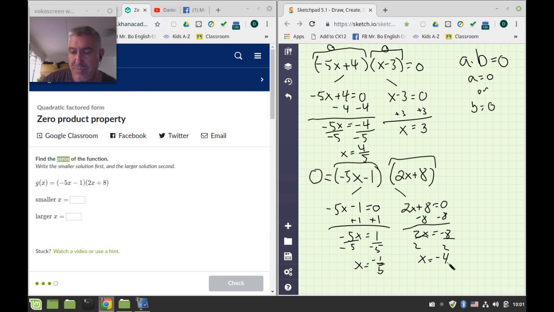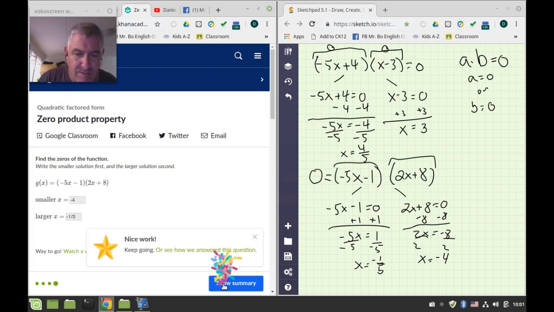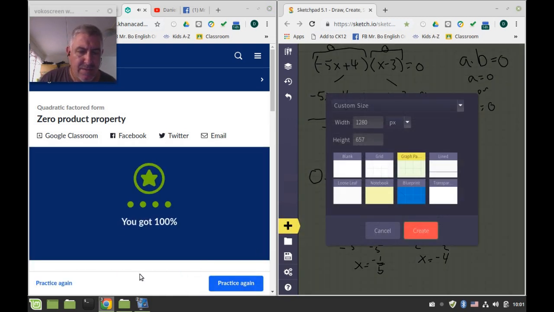Which one is smaller? The negative with the larger absolute value is smaller here. Negative 4 is going to be smaller, and negative 1/5 is going to be larger. Okay. There we go.